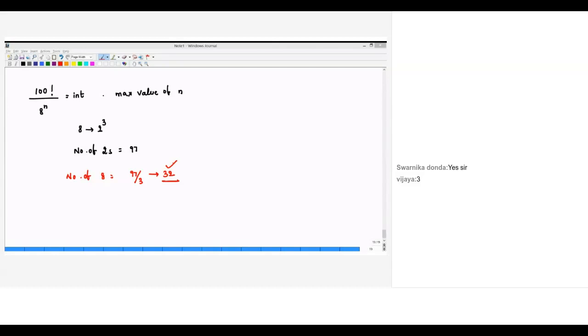Even though I have 8, you should not directly divide it with 8. Remember, 8 is formed by 2 cubes. So first find out the number of 2's, which is 97. Then find out the number of 8's, which is 97 by 3, which is 32. That's how we find it out. Hope that's clear.